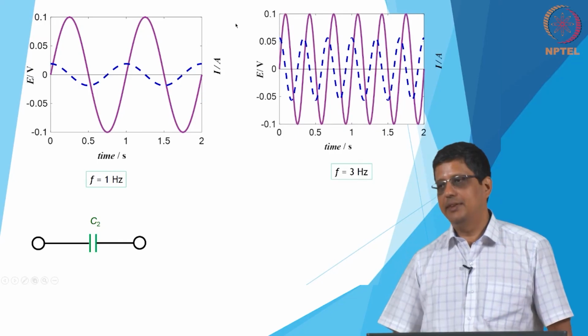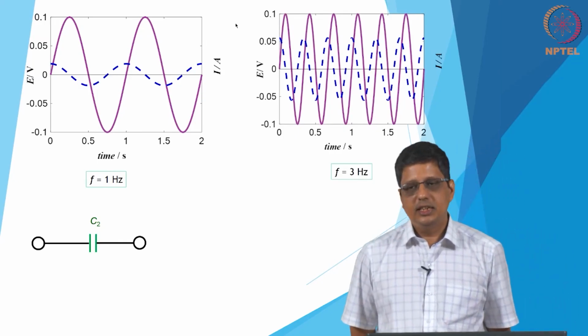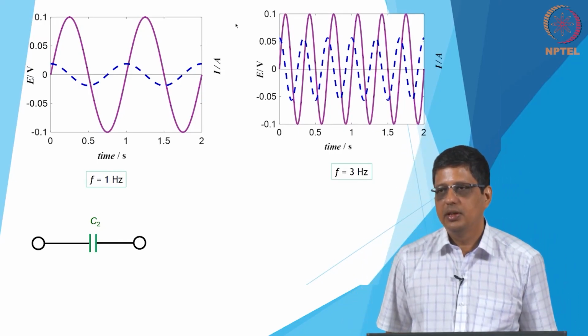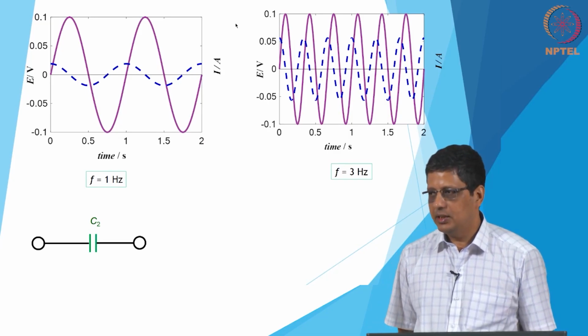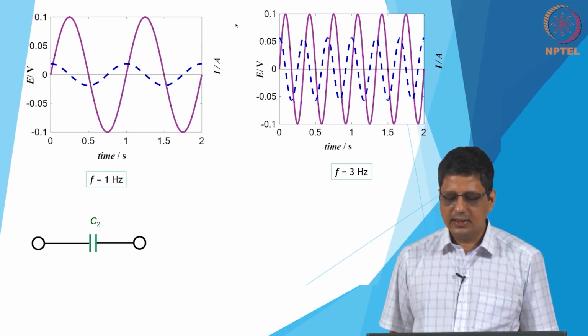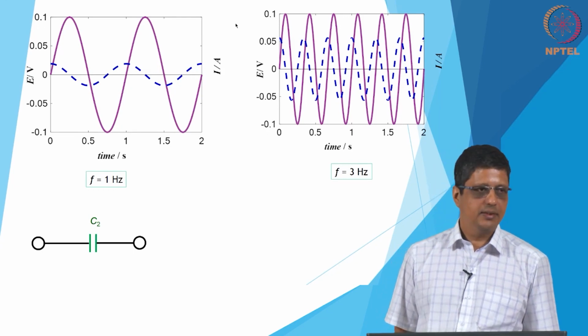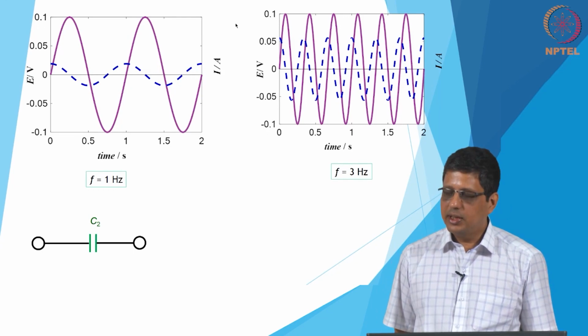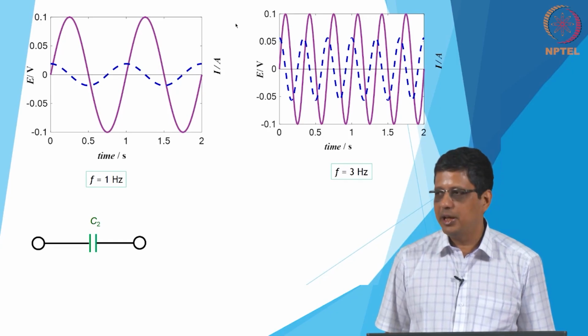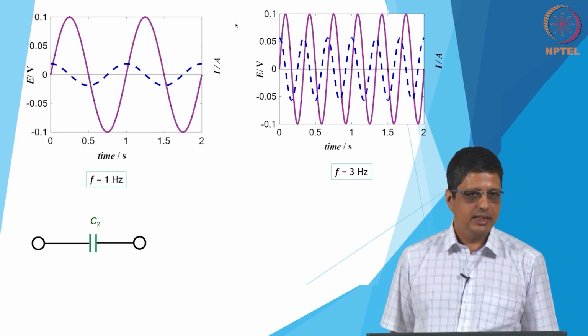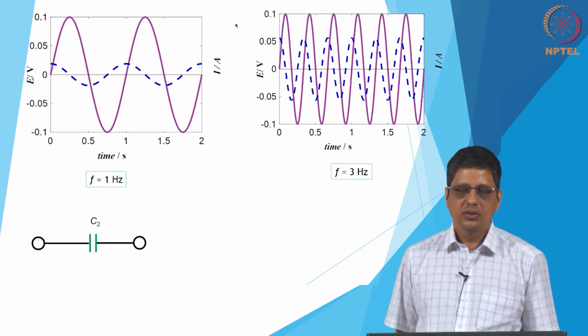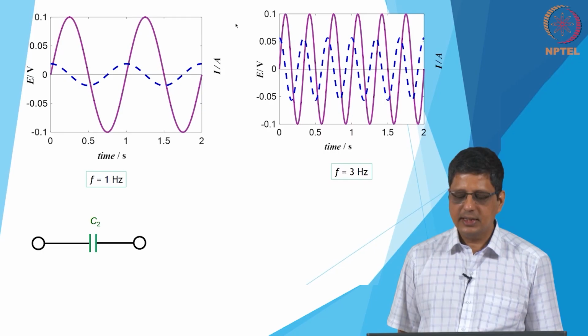If we change the frequency, this is what I would see. I increase the frequency, it goes from 1 hertz to 3 hertz. Within a second, I have 3 potential cycles. Now, I still have a 90-degree offset or pi by 2 radians offset. You have 2 pi radians for 360 degrees. So, 90 degrees will correspond to pi by 2 radians.